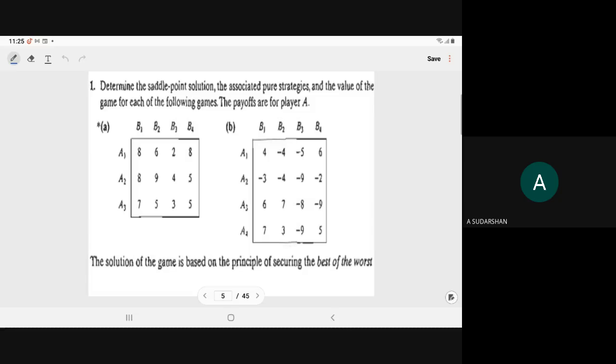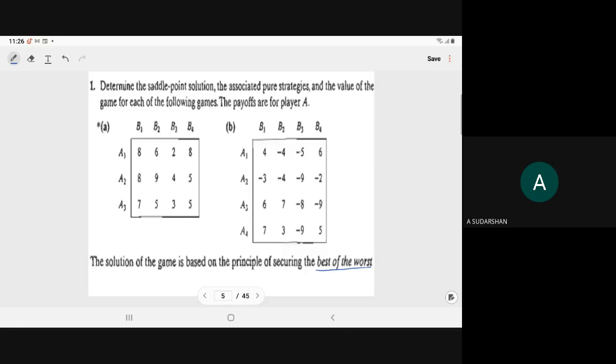For that purpose, we use the principle of the best of the worst, right? In game theory, we use the principle of best of the worst. First, we identify what are the worst situations. If I am using the worst strategy, I will be in great loss. So first I select the worst situation. Out of the worst situations, I select the best one.